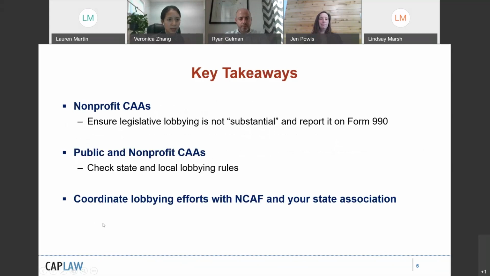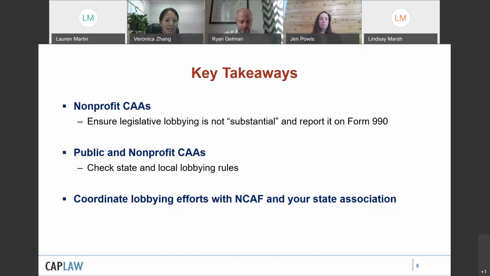We'll talk more about some of the IRS tax rules that apply to nonprofit organizations. But for nonprofit CAAs, you have to ensure that legislative lobbying is not substantial, and you do have to report it in some form on your Form 990, which is filed annually with the IRS. John will talk a little bit more about the substantial part test that applies to nonprofit community action agencies. For both public and nonprofit CAAs, you want to check your state and local lobbying rules to ensure that you're not running afoul of any of the rules in your state.